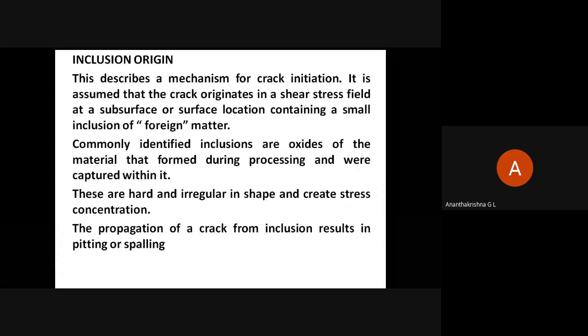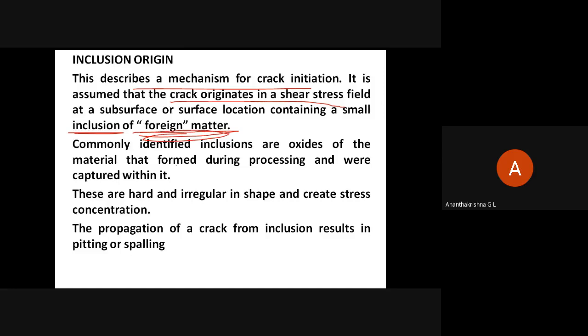So what is inclusion origin? This we have learned a lot in our module 3. It basically describes the mechanism for crack nucleation or initiation. It is assumed that the crack originates in the shear stress field at the subsurface where there is a presence of foreign matter, that is inclusion. That is inclusion of some foreign substance in between.